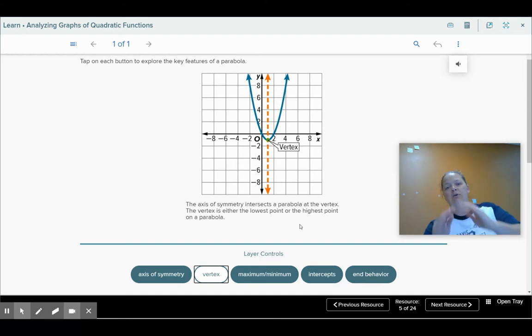Now, had the graph been going the other direction, something like this, then the vertex, where my fingers are there, is going to be the highest point.